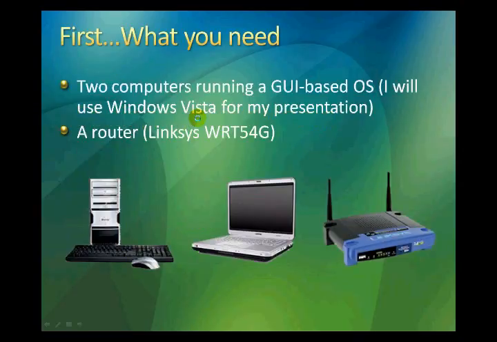First, we're going to go over what you need. We're going to be connecting two computers in a home network, so obviously you need two computers running a GUI-based operating system. For this, I'm using a Gateway computer and a Compaq laptop, both running Windows Vista. And I'm also going to have them connected through a router, a Linksys WRT54G.